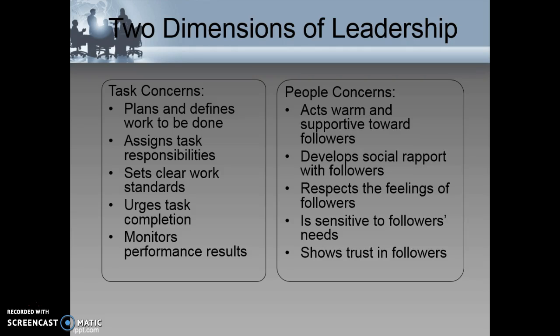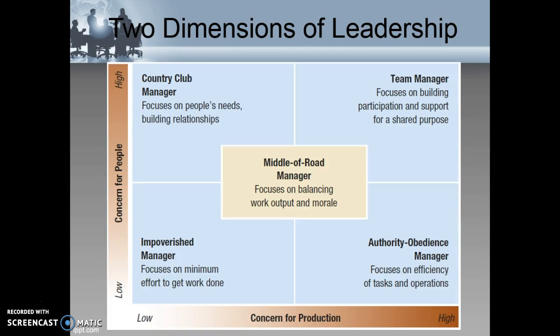The people concerns is where we're dealing with the people themselves. So here we're worrying about making sure we act as a supportive, warm person for our followers. We have a social rapport that is being developed with them. We respect their feelings. We're trusting them, and so on. Right? It's all about the people. And depending on how you use those leaderships, or how much you value those dimensions, determines what kind of leader you are going to be.